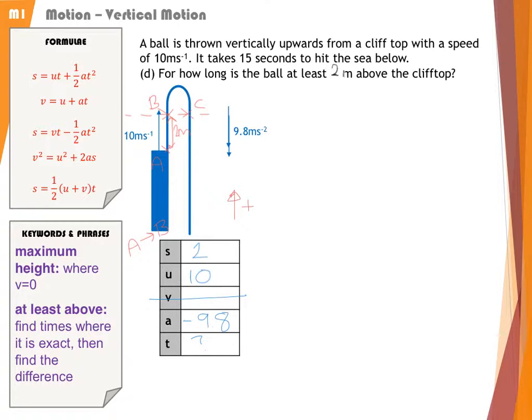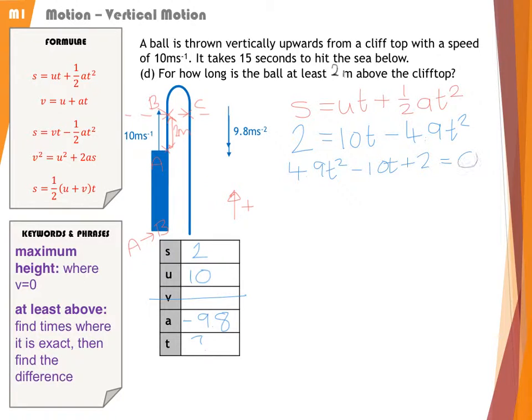Okay, so the formula for that, S, U, A and T, is going to be this one here. So we've got S equals UT plus a half AT squared. Putting our numbers in then, 2 equals 10T, and then a half times minus 9.8, it's going to be minus 4.9, and that's T squared. Okay, so this is why we did this practice on quadratics. We've now got a quadratic in T squared. So rearranging, I'm going to get 4.9 T squared minus 10T plus 2 is equal to 0.